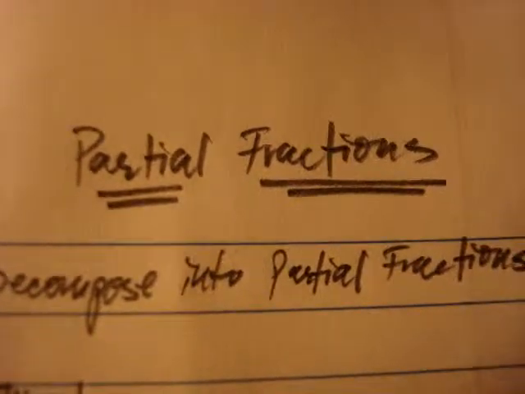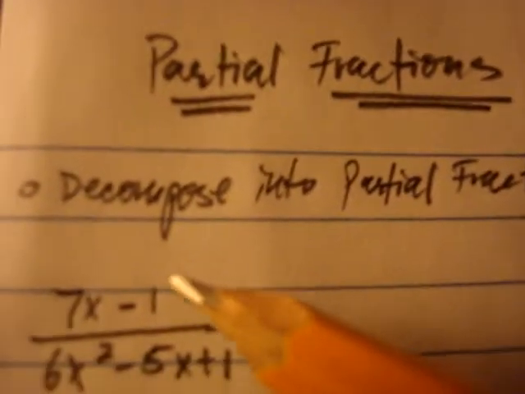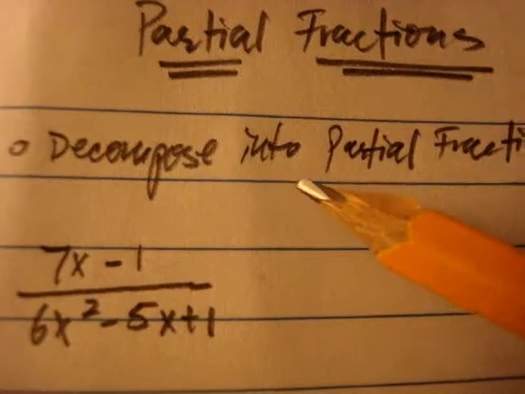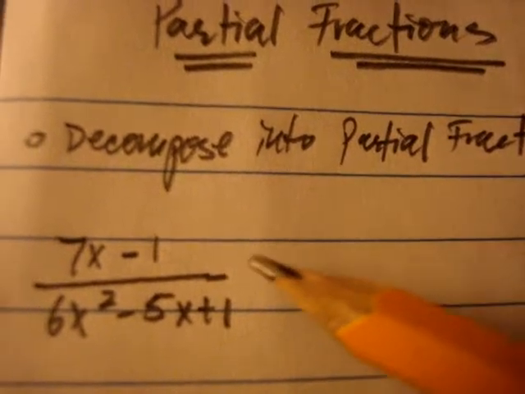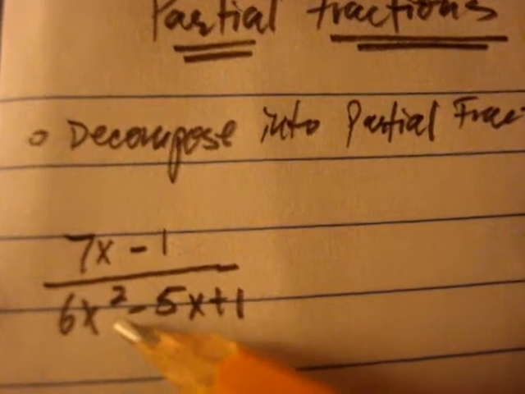Partial fractions. Decompose into partial fractions. Let's say you're given this expression right here. They want us to decompose into partial fractions. Before you do that, it's better to factor the denominator.